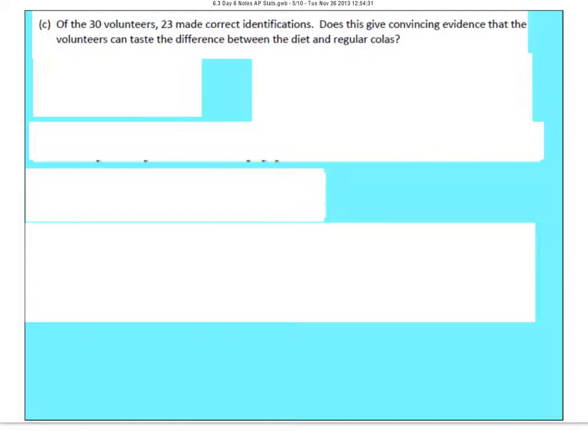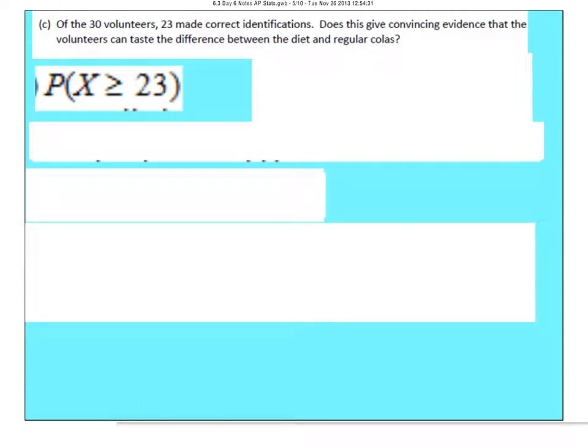Part C, of the 30 volunteers, 23 made correct identifications. Does this give convincing evidence that the volunteers can actually taste the difference between diet and regular cola? Well, if 23 made the case, what if we found the probability that 23 or even more than that actually could tell? That would be extreme. So what I'm trying to do is let's find the probability that x is greater than or equal to 23.